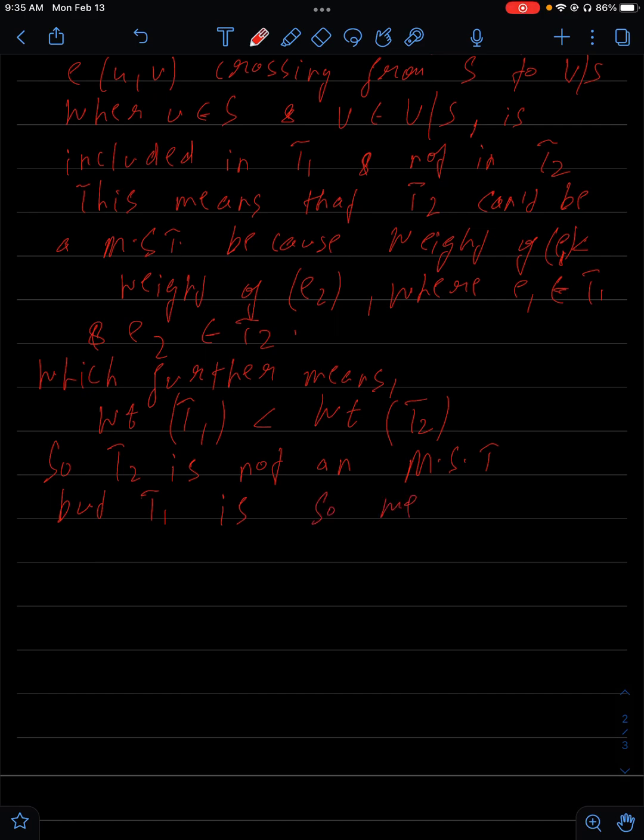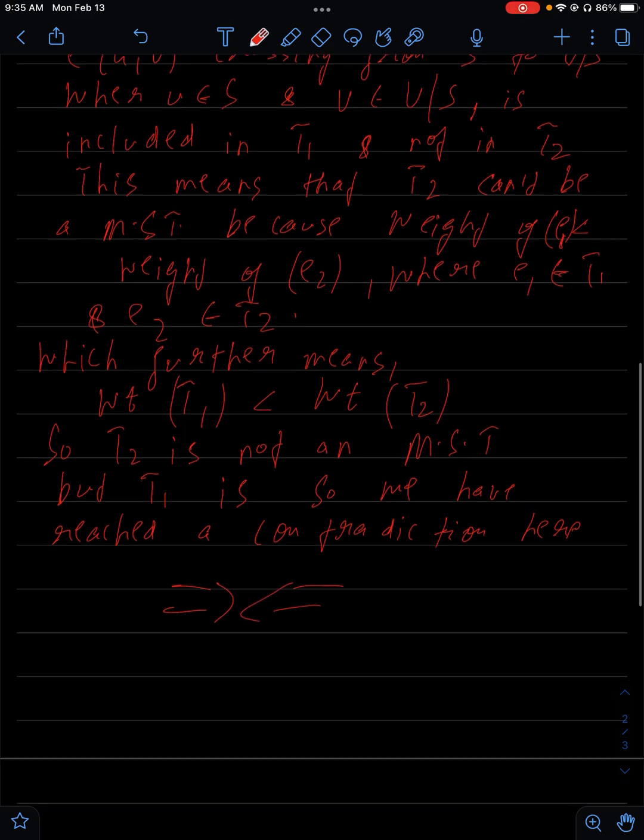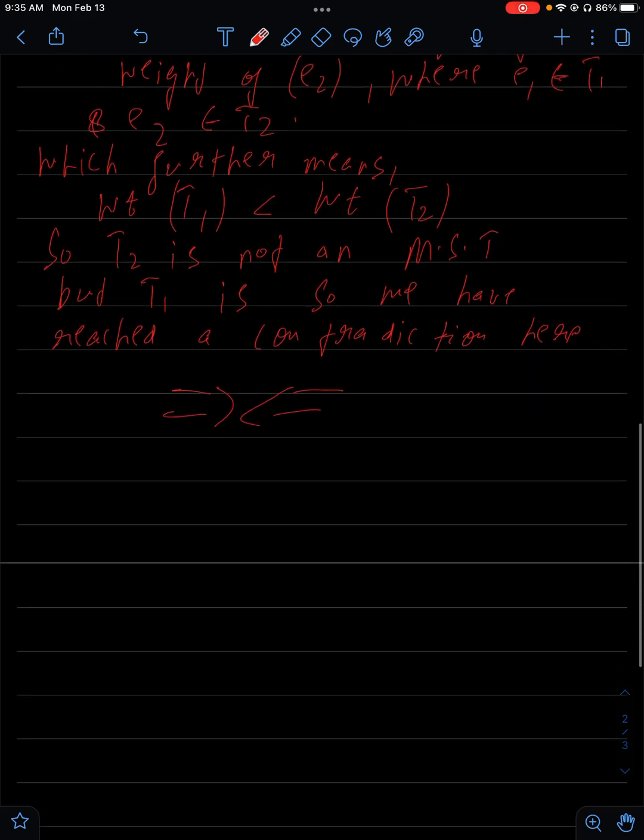So we have reached a contradiction here. This is the symbol of contradiction. We reached a contradiction to our assumption that there were two MSTs. We said our assumption was that there are non-unique MSTs, but we have reached a statement where we see that there is a unique MST.